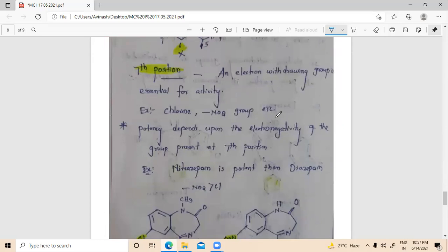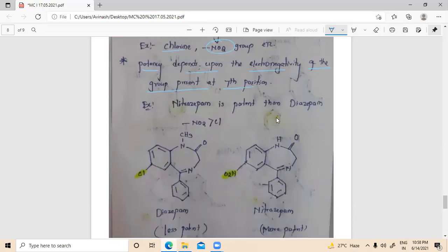Next, 7th position. An electron withdrawing group is essential for activity. For example, you take chlorine, nitro group, etc. These electron withdrawing groups can increase the biological activity. One more important point: potency depends upon the electronegativity of the group present at the 7th position.